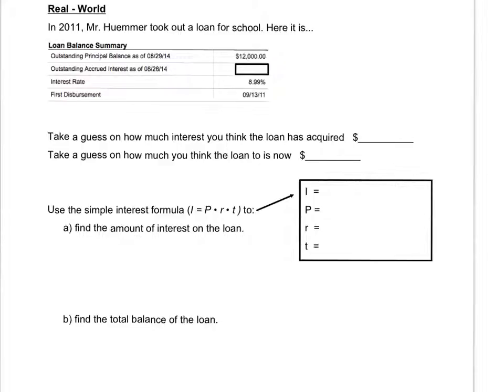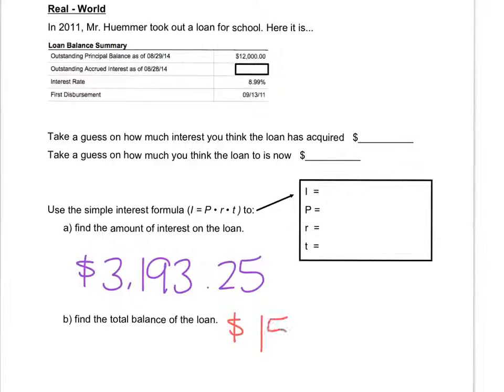And last but not least, there's a real world problem. And so what we're going to do is I want you to try this on your own. However, your answers for A, find the amount of interest, you should end up with $3,193.25. Your answer for part B of the total amount should be $15,193.25. And the rest I expect you to do on your own.